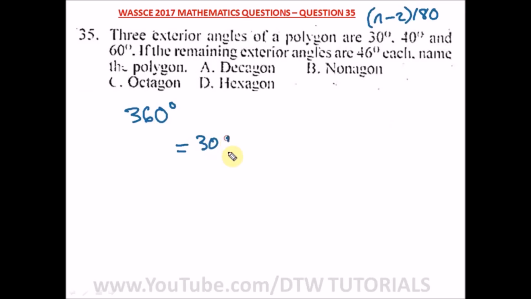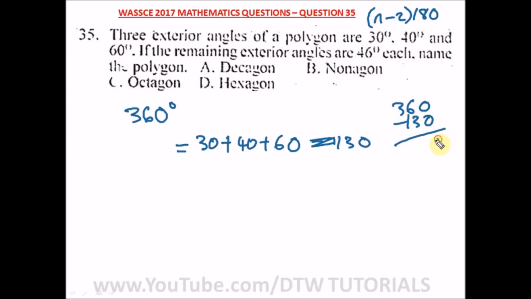So 30 plus 40 plus 60, what will this give us? 130. Okay, so 360 minus 130, what will that give us? We have 230. And the question says the remaining exterior angles are 46 each. So what we need to do is just divide 230 by 46, and when you divide 230 by 46, you get 5. So the remaining angles are 5, and here we have been given 3.